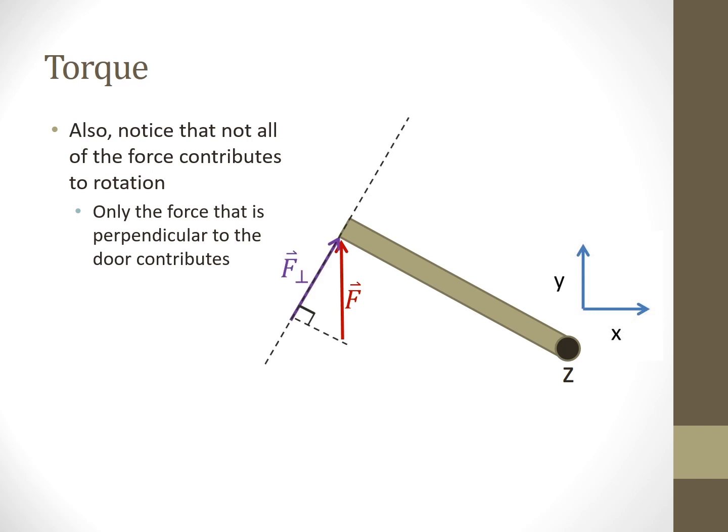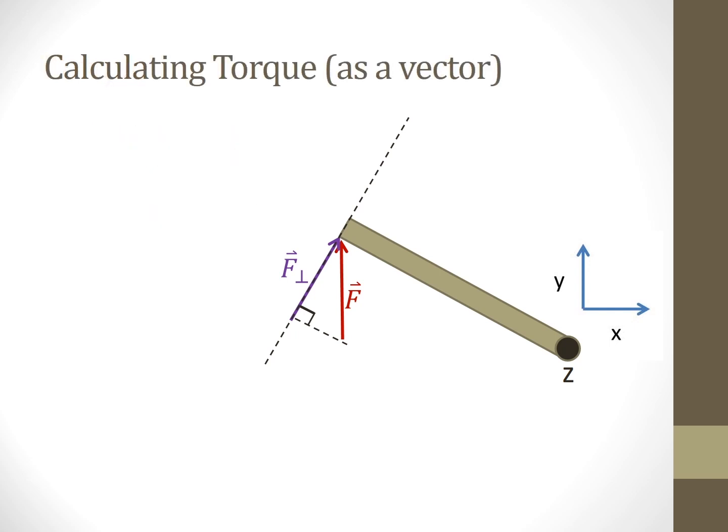That force is drawn here in purple as F perpendicular. And this is another vector that we can use trigonometry to solve for. If we know what F is, we can solve for F perpendicular, given angles. So now we're going to calculate torque as a vector quantity. The first thing we need to define and draw is something called the lever arm. Whenever we're dealing with torques, we need to know what the lever arm associated with the torque is.